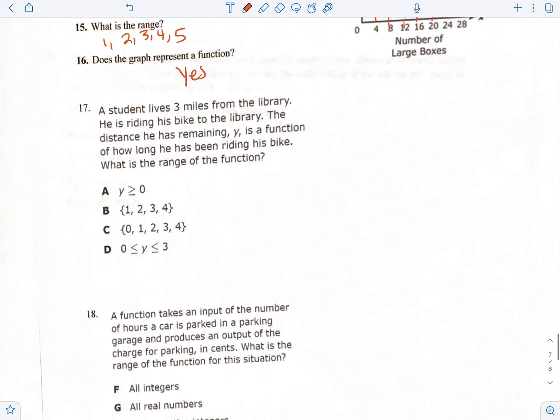A student lives 3 miles from the library. He is riding his bike to the library. The distance he has remaining, y, is a function of how long he has been riding his bike. What is the range?